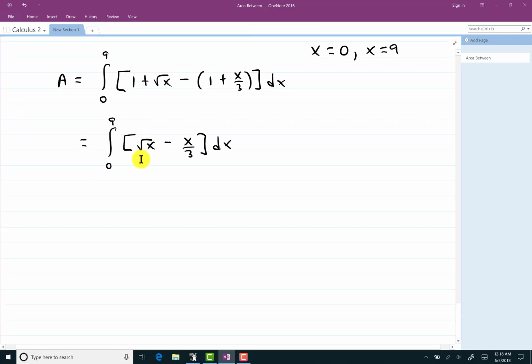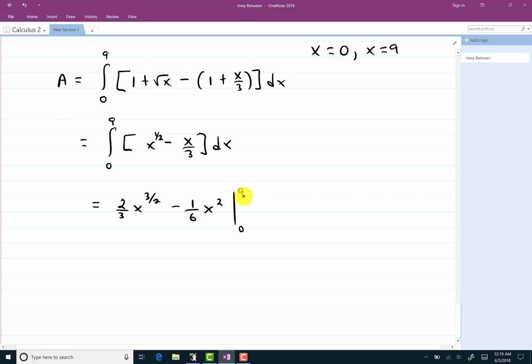The radical symbol is not one that I enjoy very much. If I were you, I would change this thing to x to the 1/2. That means when you do the integration, you're going to get x to the 3/2 over 3/2, or 2/3 x to the 3/2. Over here, this will be x to the first power. So you're going to have x squared over 2. It'll end up being 1/6 x squared, and that is going from 0 to 9.